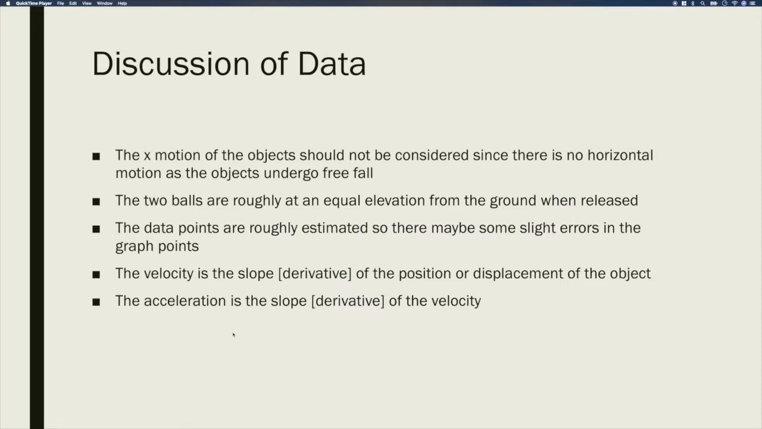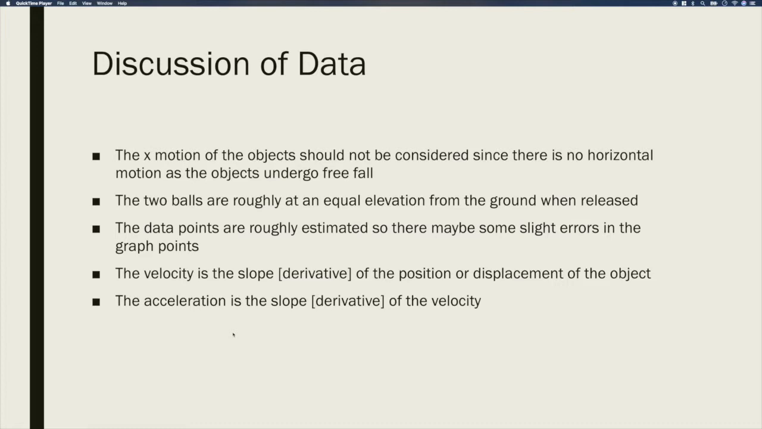So the two balls are roughly at an equal elevation from the ground when released, and approximately released at the same time. There might be some slight human errors in the process, but the demonstration of the lab is pretty much enough for our analysis.